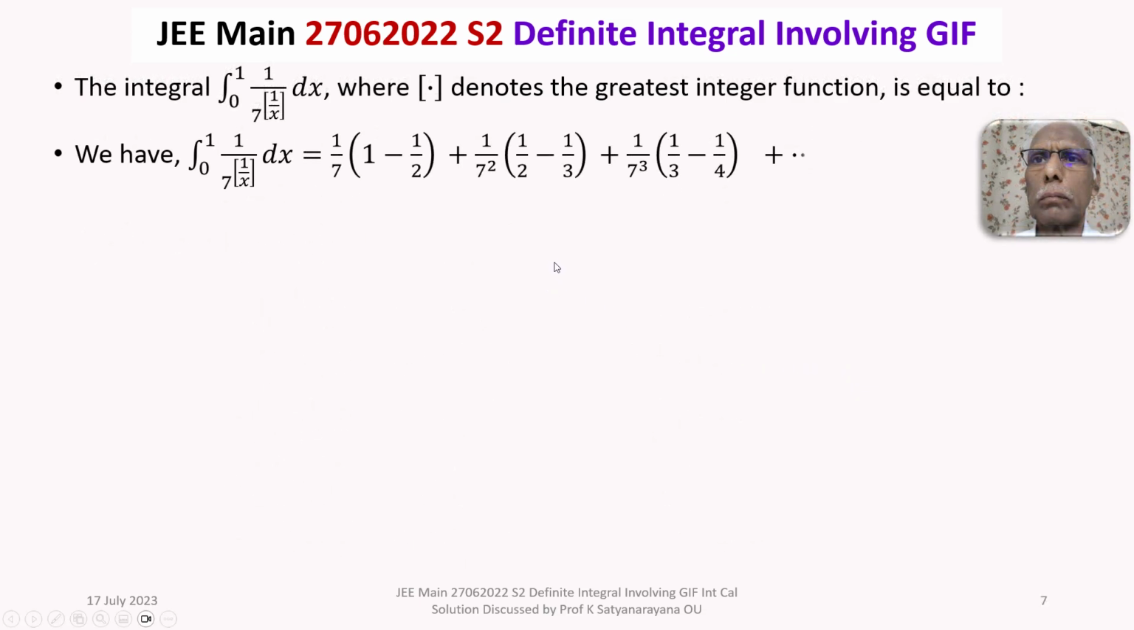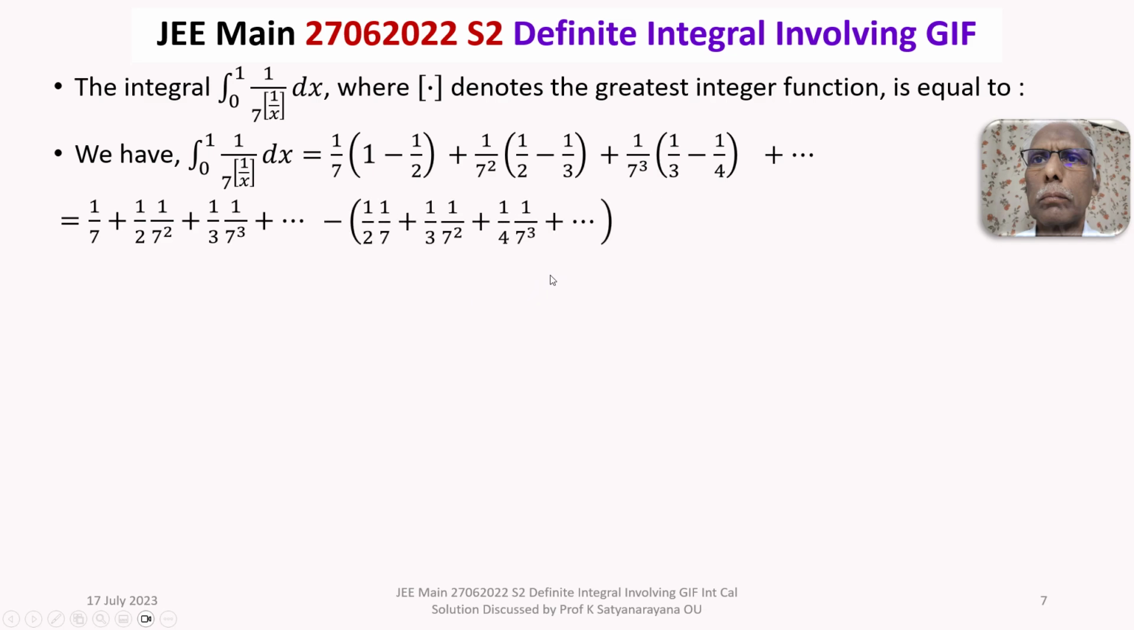So that's what we have done so far. Now collect all positive terms, that is 1 by 7 plus 1 by 7 square into 1 by 2 plus 1 by 7 cube into 1 by 3, so on and so forth. Collect the positive terms. Then collect all the negative terms and put a minus sign before that, and minus in brackets 1 by 2 into 1 by 7 plus 1 by 3 into 1 by 7 square plus 1 by 4 into 1 by 7 cube. So that's what we have written.